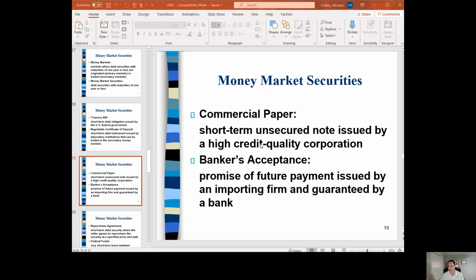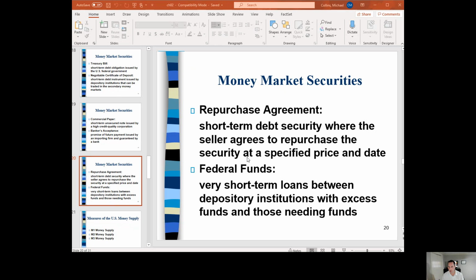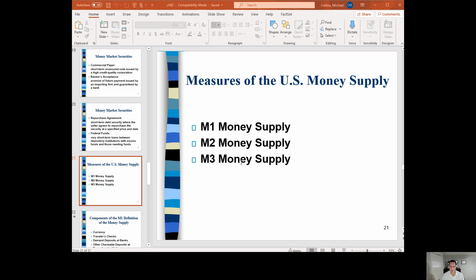Commercial paper would be like that short-term Walmart loan I mentioned to you. And then bankers' acceptance notes. Again, high-quality loan that pays low interest. Repo agreements, which I won't get into right now because they're a little bit complex. Short-term debt security where the seller agrees to repurchase the security at a specific price and date. And then the federal funds rate, which is issued by the Fed.